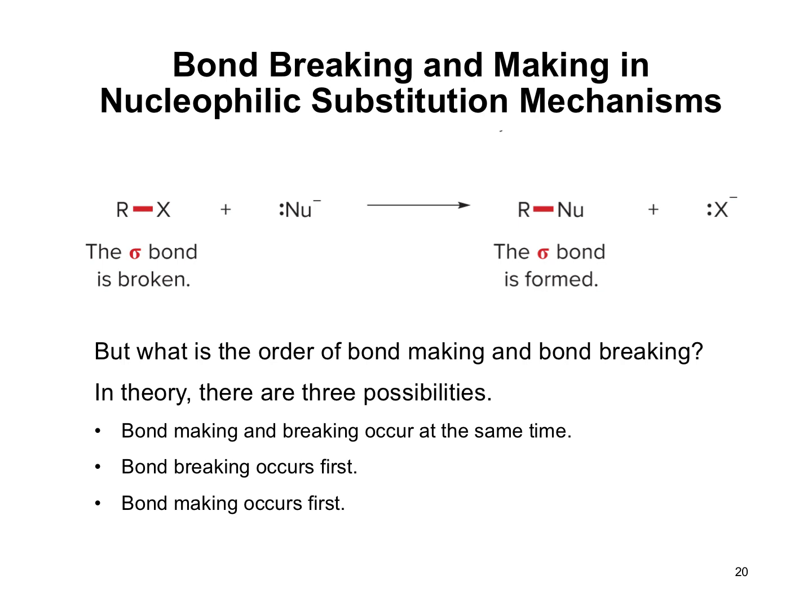Now, the question that we ask as scientists is, what's the order of bond making and bond breaking? And in theory, there are three possibilities. Bond making and breaking could occur at the same time. This would be that concerted reaction, which we've already talked about. The other thing is that bond breaking could occur first, or bond making could occur first. And so we use experimental data to determine which of these things is happening. And so we're going to talk about that throughout this screencast as well. So we're going to look at two scenarios here, two possibilities.